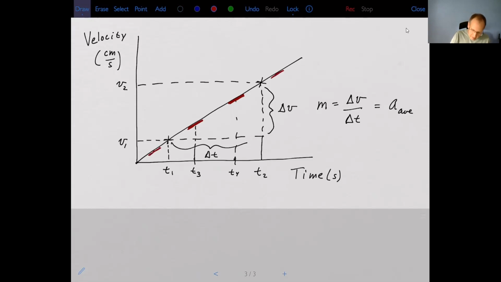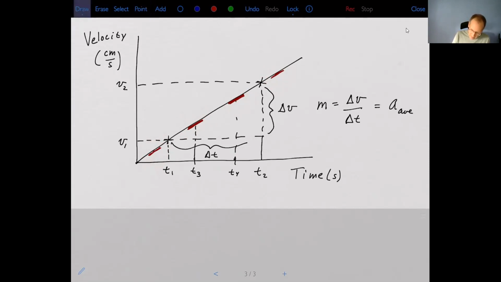Now, in this case, where we have a linear velocity versus time graph, what's true about the slopes of all of these tangent lines? All the slopes are the same, right? So that means the instantaneous acceleration is the same, which means it's constant. So this is really important. If we have a linear velocity versus time graph, it means we have constant acceleration.